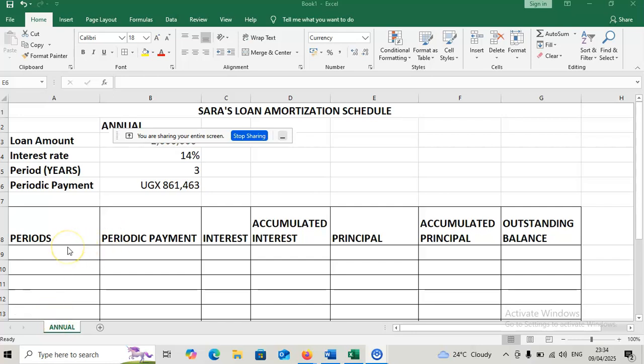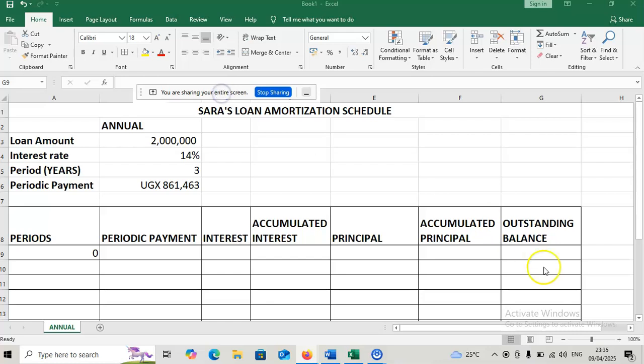Okay, let us proceed. We have already determined the periodic payment. Now our next task is to start filling in the amortization template. Our first period will be 0, and in period 0 it means that you have just borrowed the loan. You have not yet paid any periodic payment, no interest paid, no principal paid, no accumulated principal, but the outstanding balance of period 0 is equal to the loan amount.